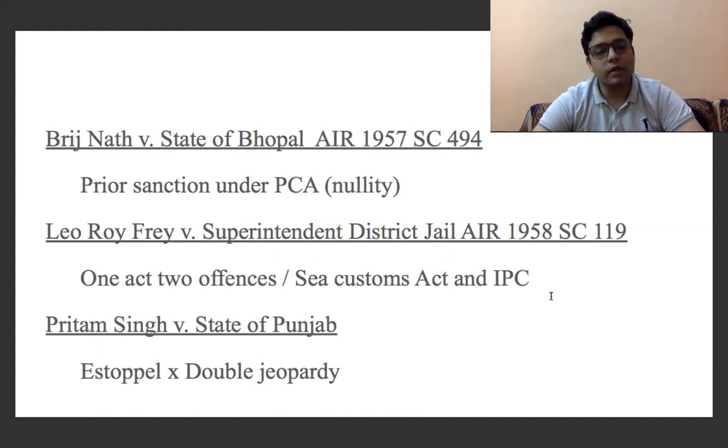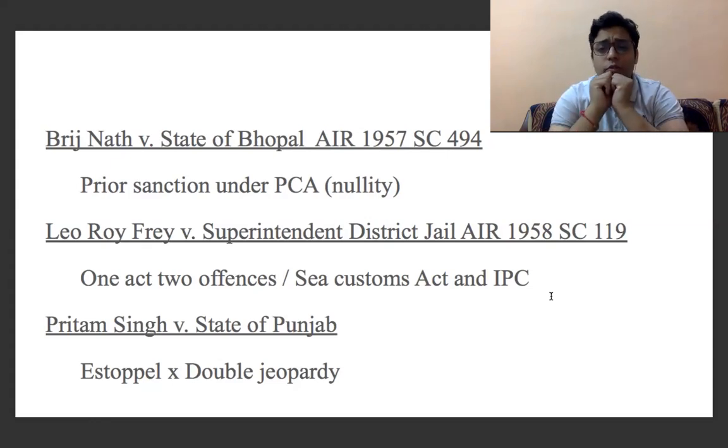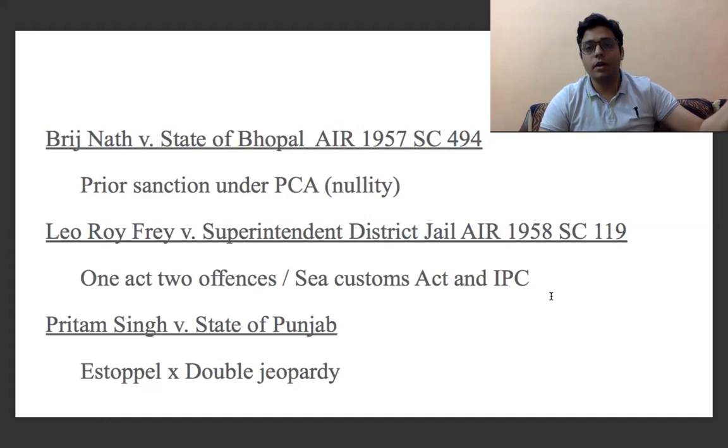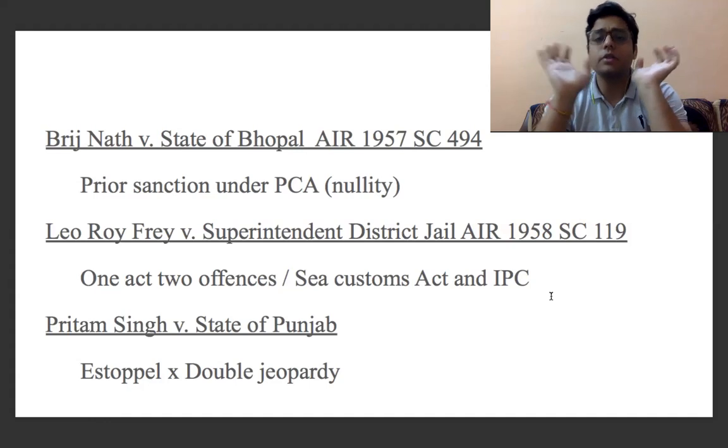Okay, so the next case was Preetham Singh versus State of Punjab. In this case, the only thing that was discussed that is important for our purposes is that the concept of estoppel and our law of double jeopardy were distinguished. Like, what are the differences? Okay, estoppel is when you say something or accept something, you are stopped from denying it. This is the rule of estoppel. And what double jeopardy says is that once you have been punished for one thing, you cannot be punished again for the same thing. This is the rule of double jeopardy.